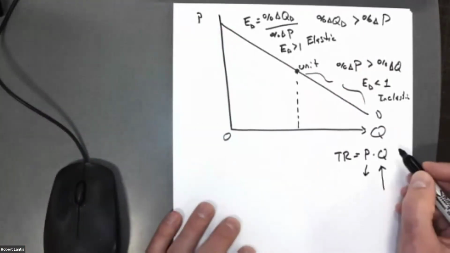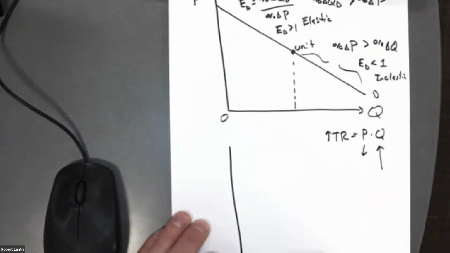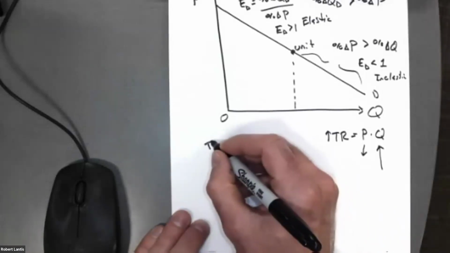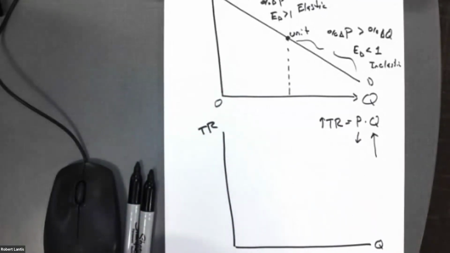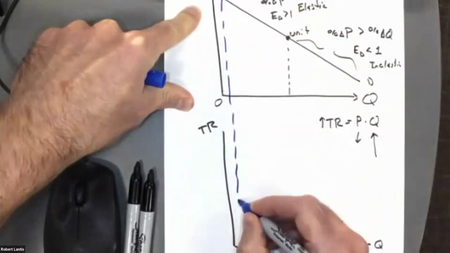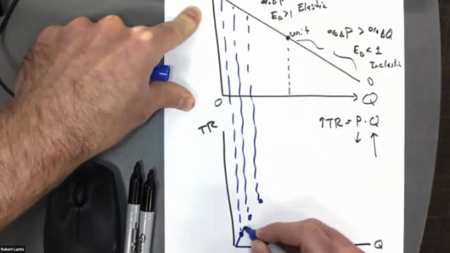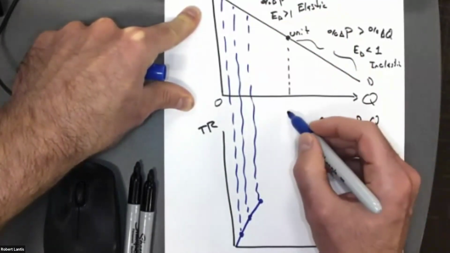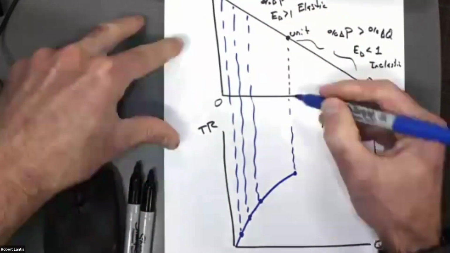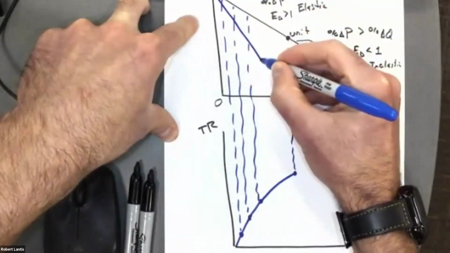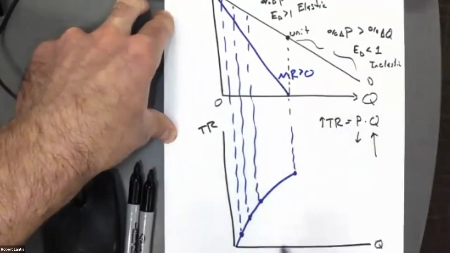So what's going to be happening? Total revenues will be going up. I'm thinking about at those quantities, what is total revenue, right? Every time I lower the price, I should be increasing my total revenue. Up to that unit elastic point, if total revenues are going up, then what must be true about my marginal revenue? My marginal revenue must be positive, right? Okay. So in this range, marginal revenue is positive.